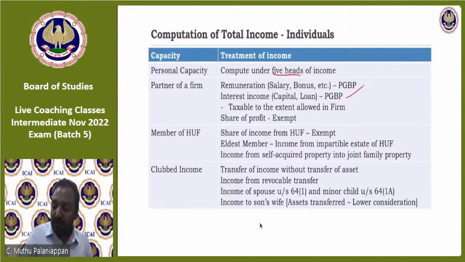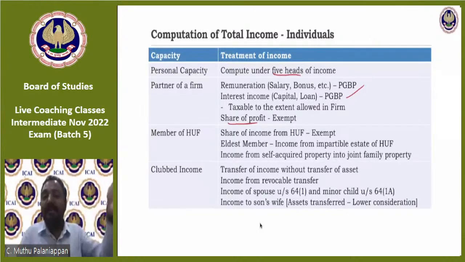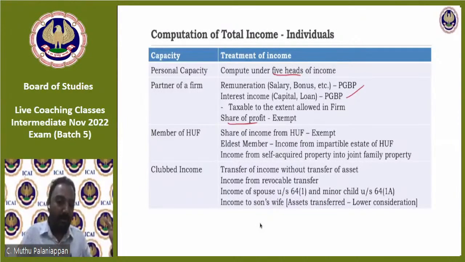Next, whatever is your share of profit is actually exempt. Whatever is your share of profit is not taxable in the hands of the partner. Why? Very simple reason. The firm has already paid tax. So if the firm is actually getting 100 rupees of income, it would have paid, let's say, 30 rupees tax. Now, out of that 100, whatever remains after tax is distributed to me.